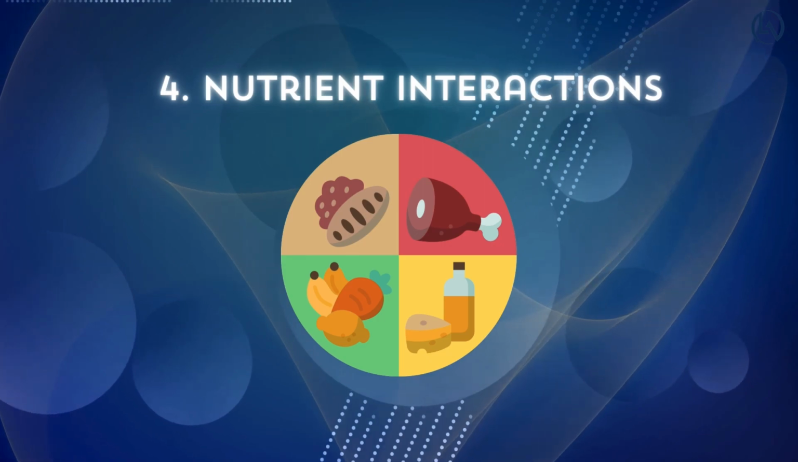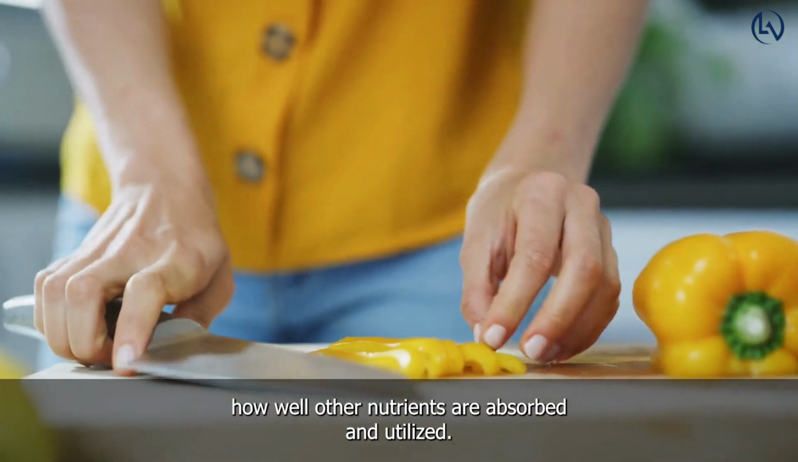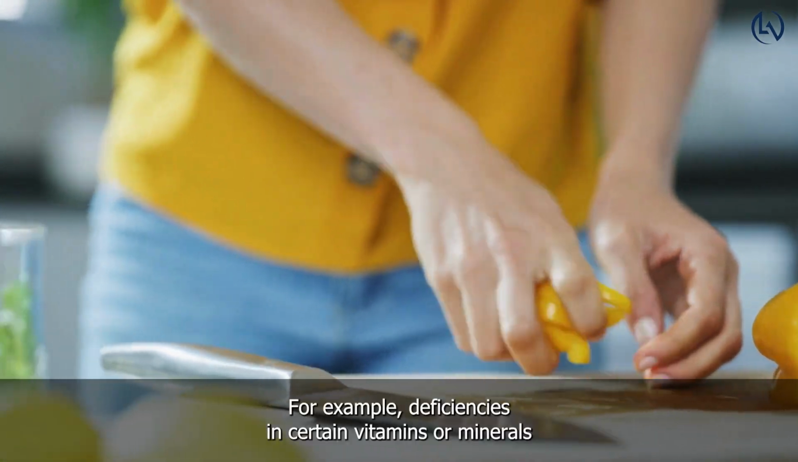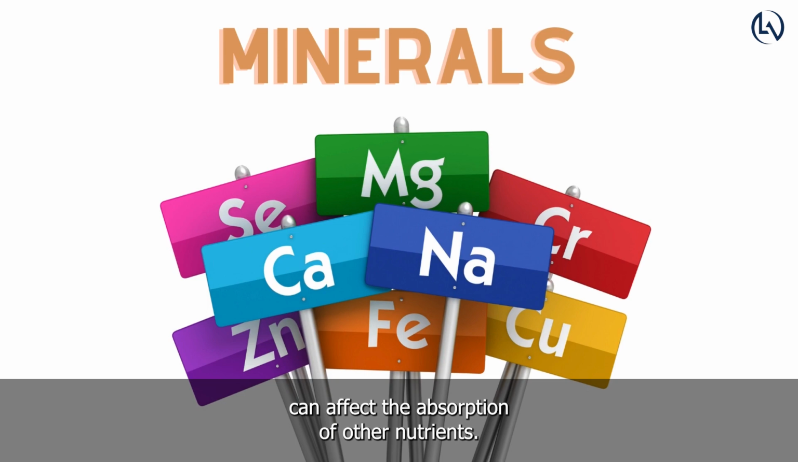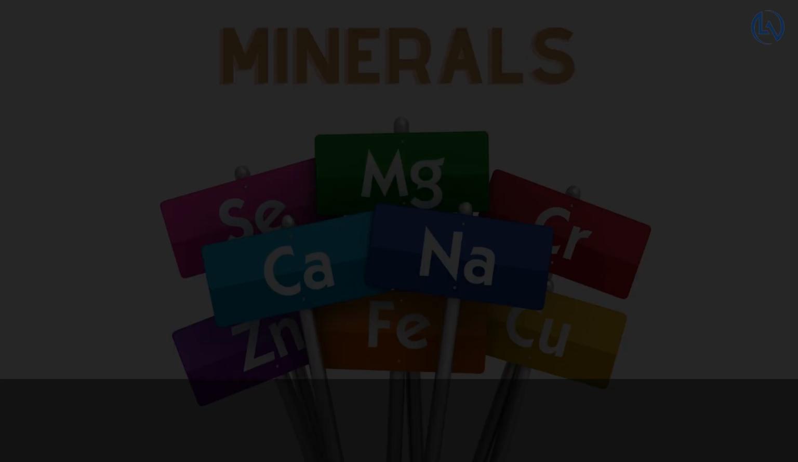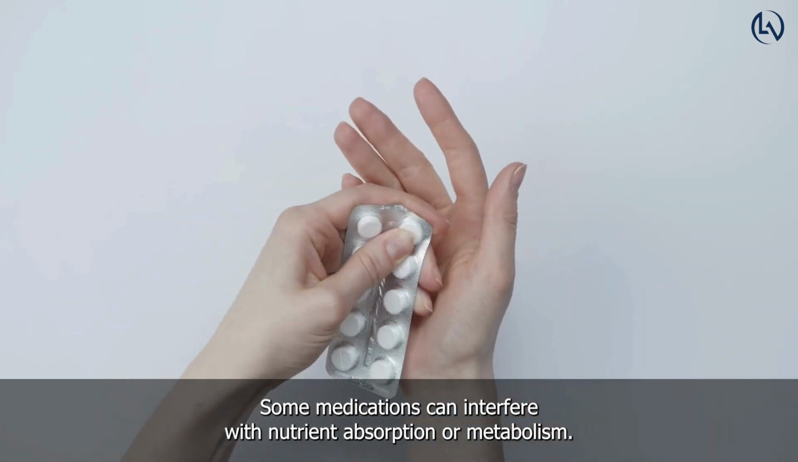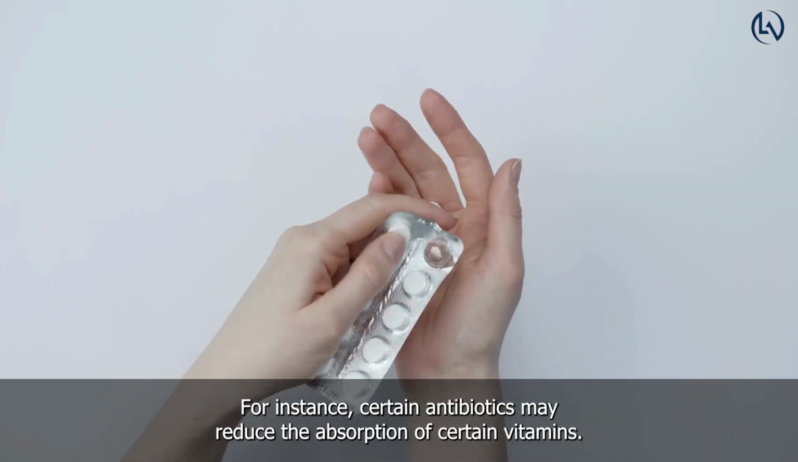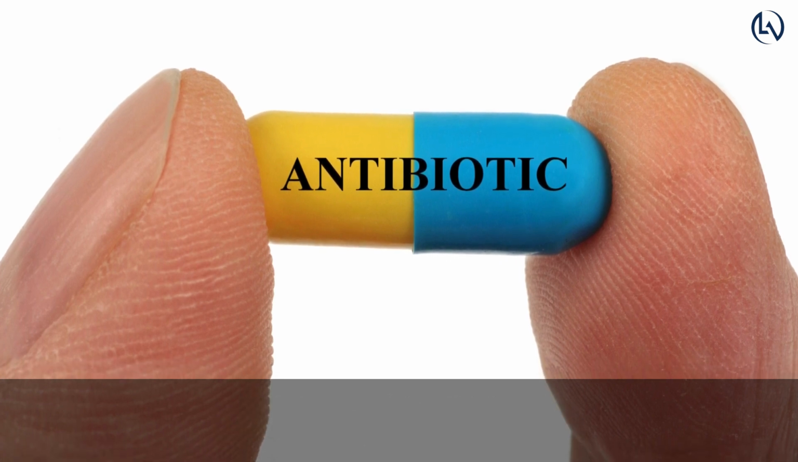Nutrient interactions. Individual nutrient status can influence how well other nutrients are absorbed and utilized. For example, deficiencies in certain vitamins or minerals can affect the absorption of other nutrients. Medications. Some medications can interfere with nutrient absorption or metabolism. For instance, certain antibiotics may reduce the absorption of certain vitamins.